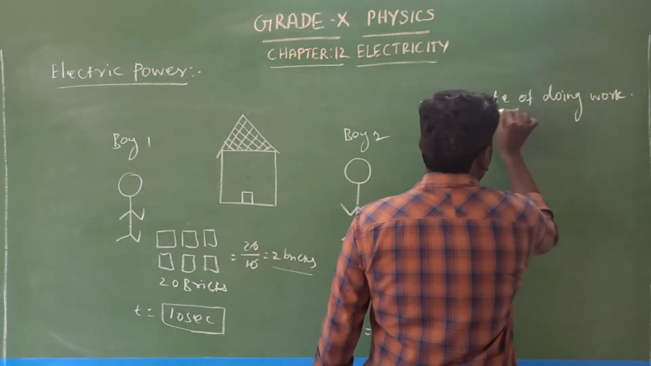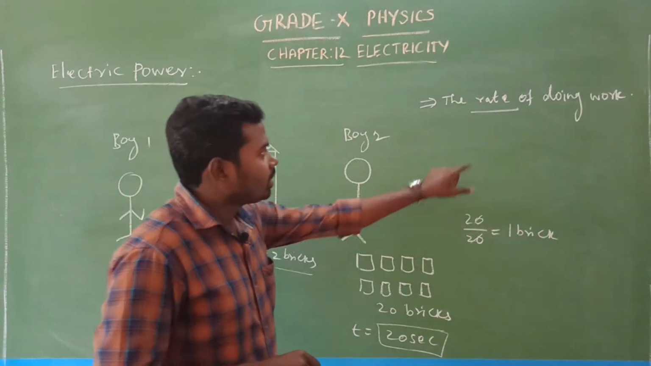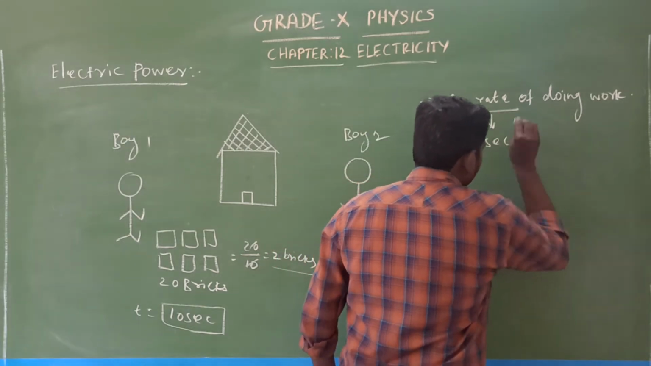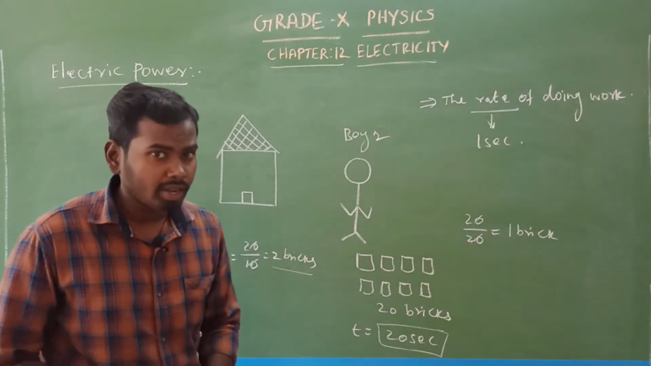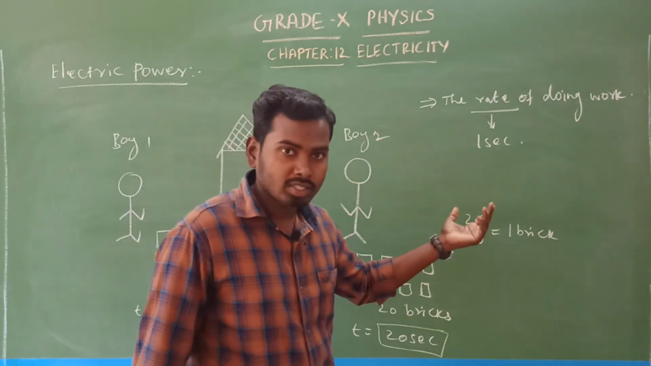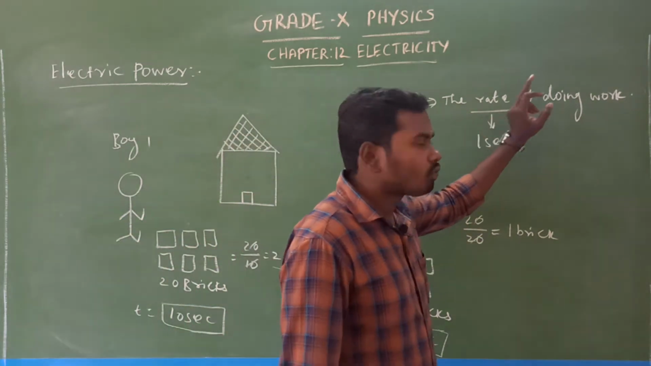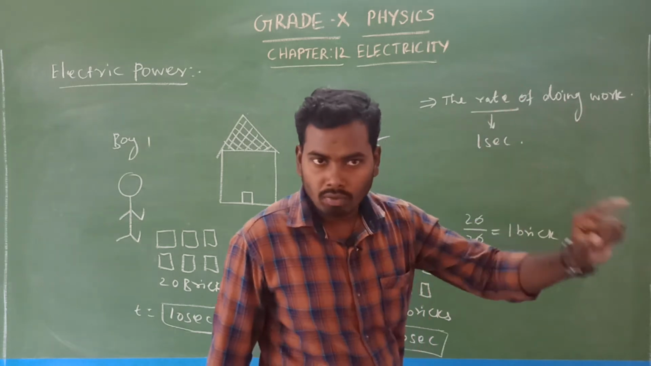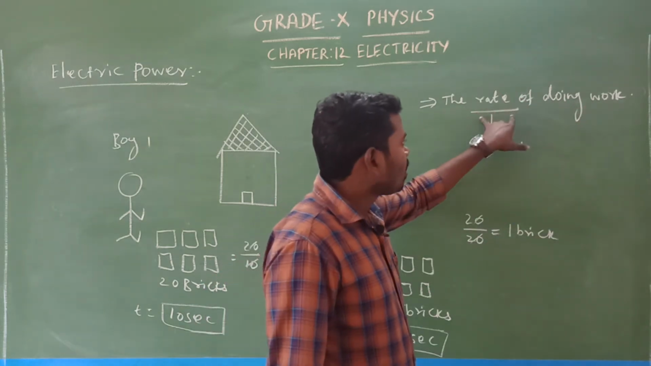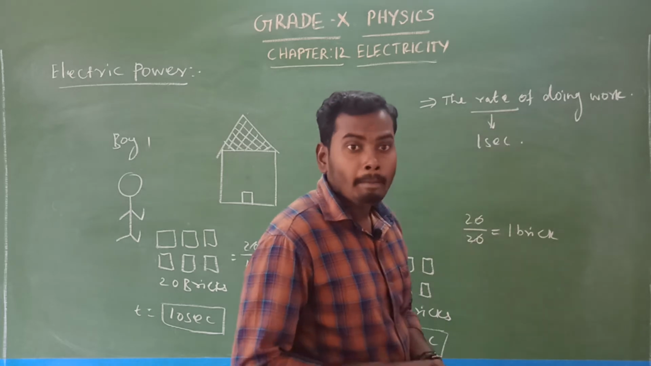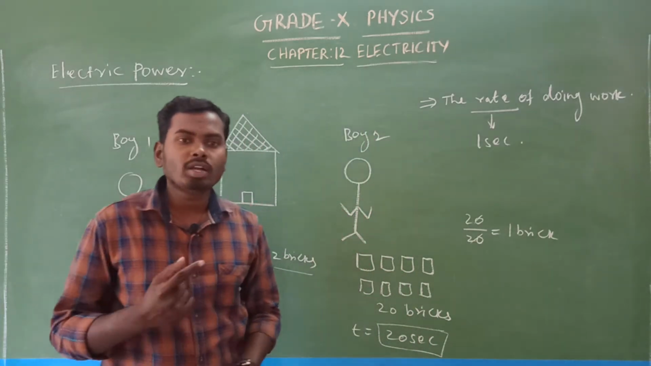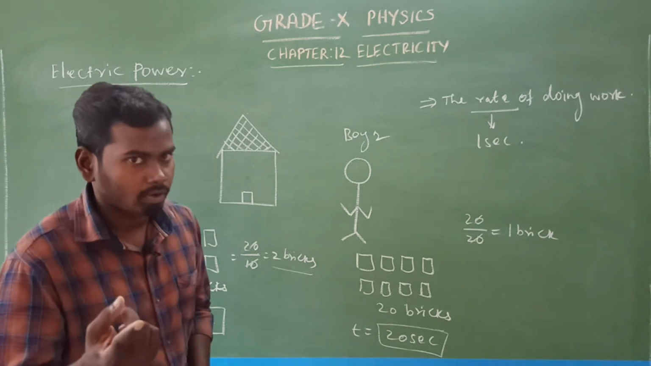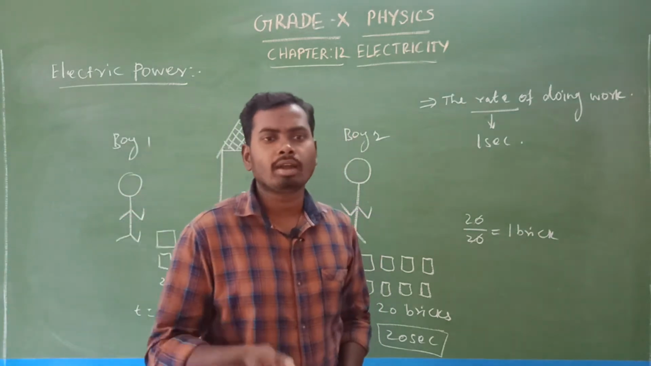In terms of physics, note this point, the word rate means 1 second. Now this point is very, very important. How can we define power, sir? Power is nothing but the rate of doing work. In terms of physics, the word rate of doing means per second. Per second, how much amount of work is done, that is called power.